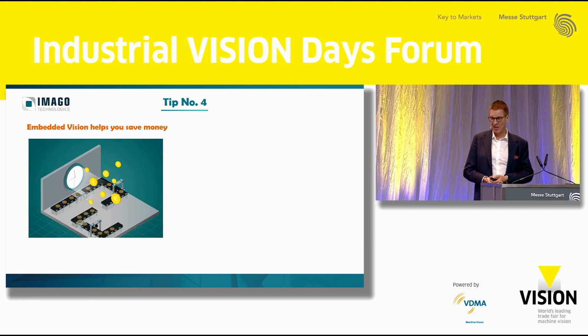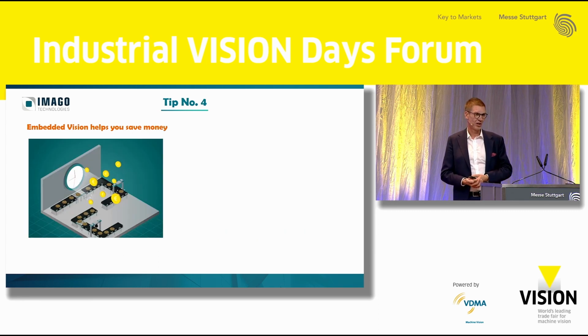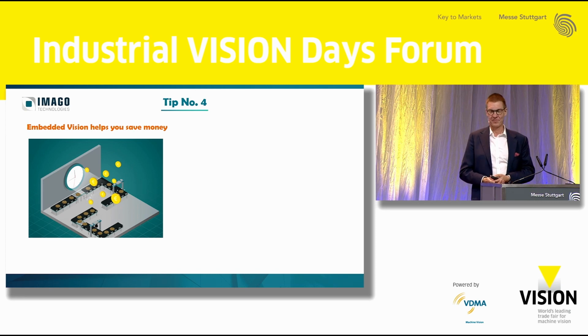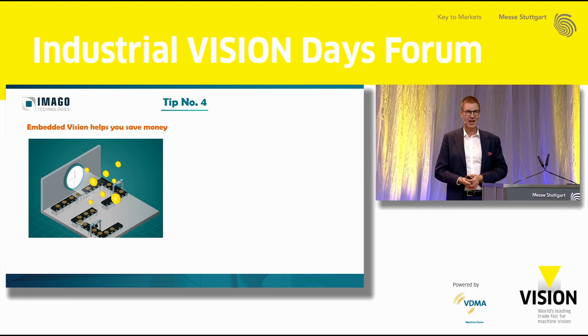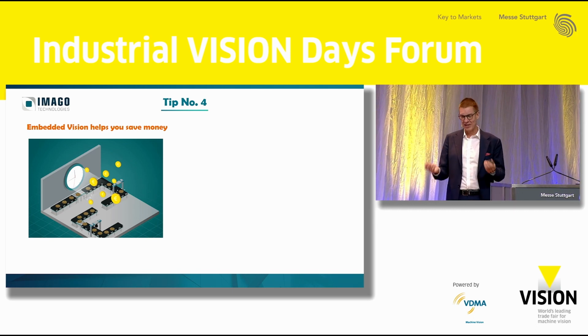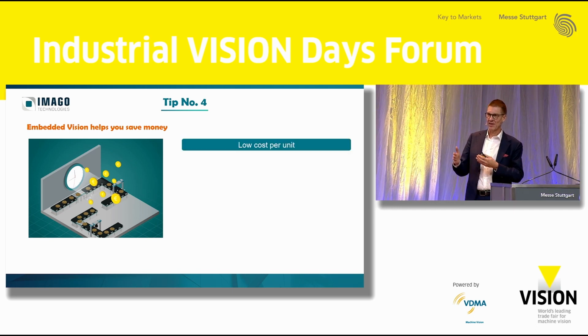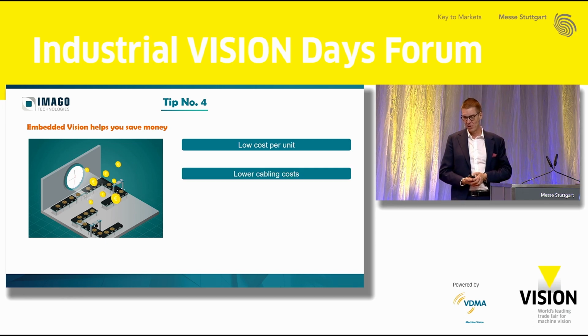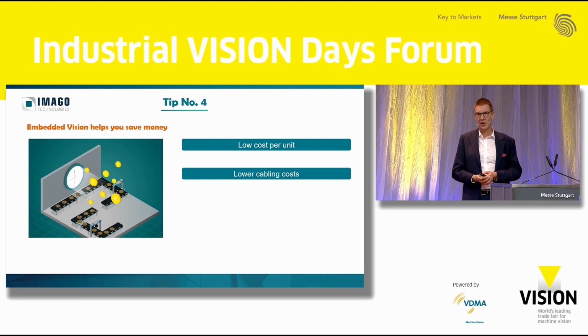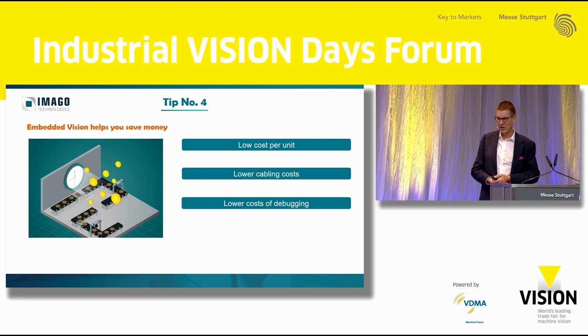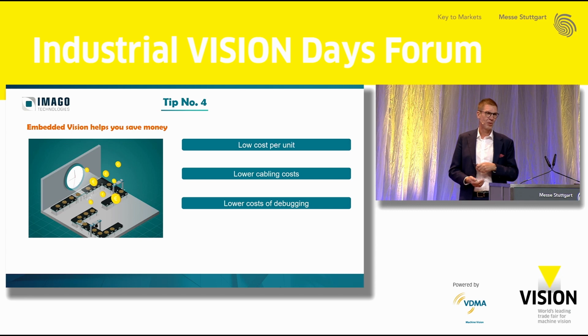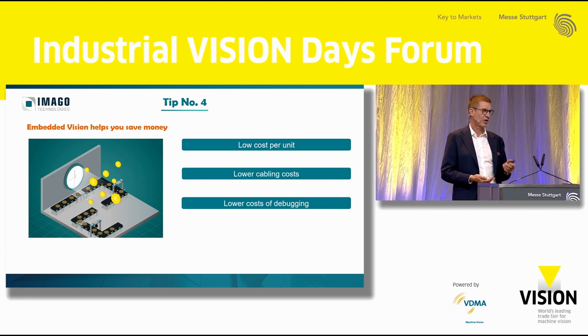The next tip is more commercial. It helps you save money. At this time prices are increasing, so engineers are obliged to create ideas for saving money. Per functionality, embedded vision has lower cost per unit. We have lower cost for the cabling, not only the cables themselves but also the people doing all the cabling. Very important from the technical point of view: lower cost of debugging.